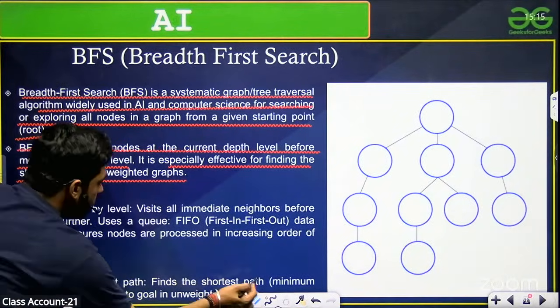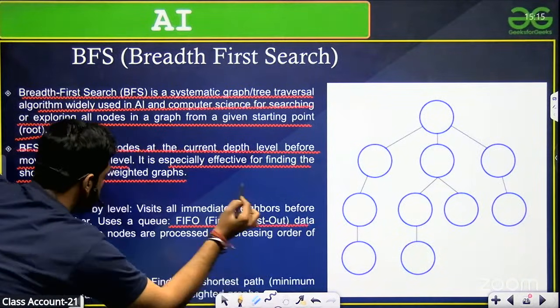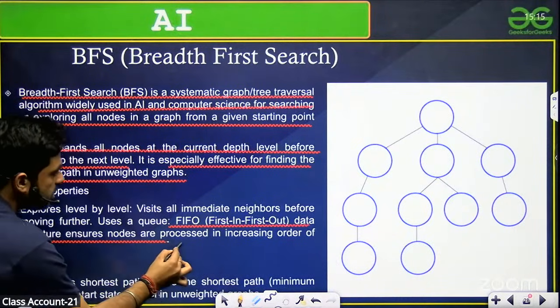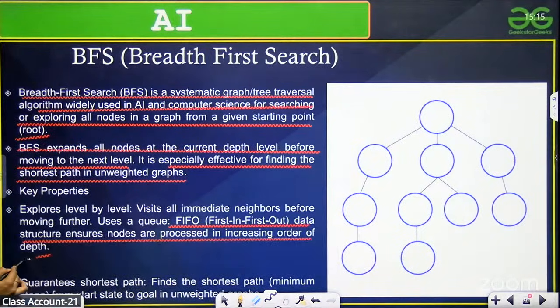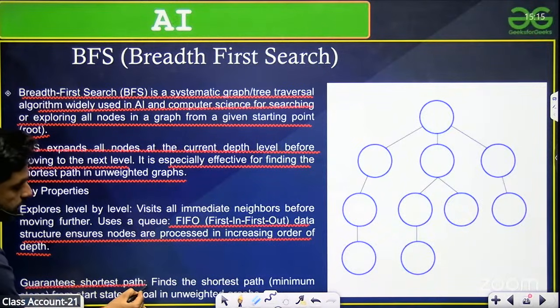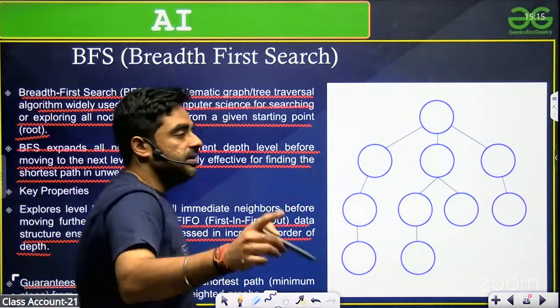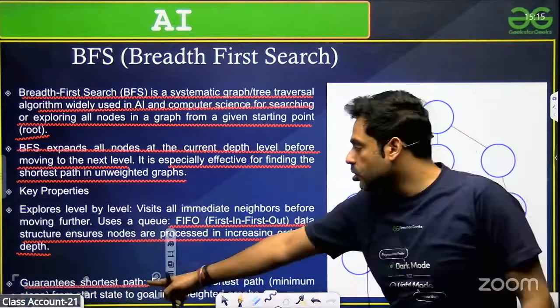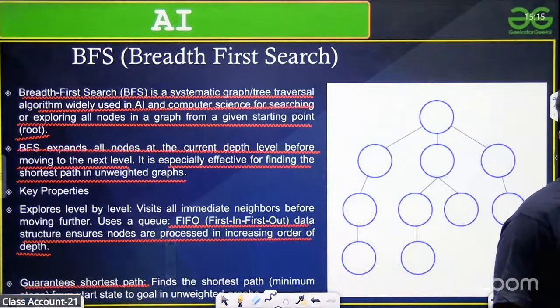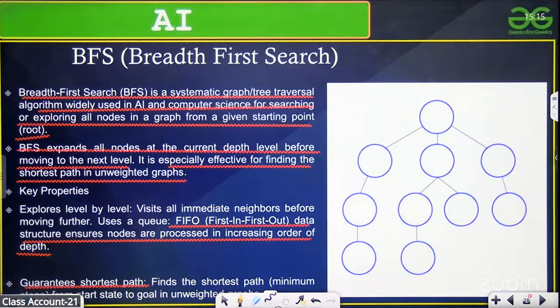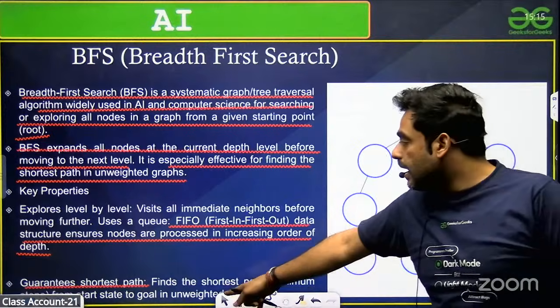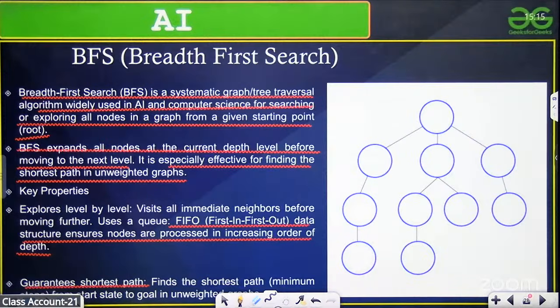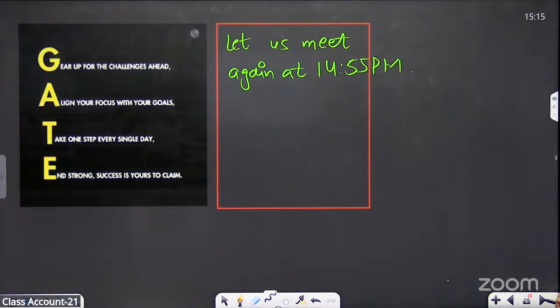As I told you, FIFO, first in, first out. This structure ensures nodes are processed in increasing order of depth. Okay. Important point: it guarantees the shortest path. So you should write this in the formula sheet. It guarantees shortest path, in an unweighted graph. Important.